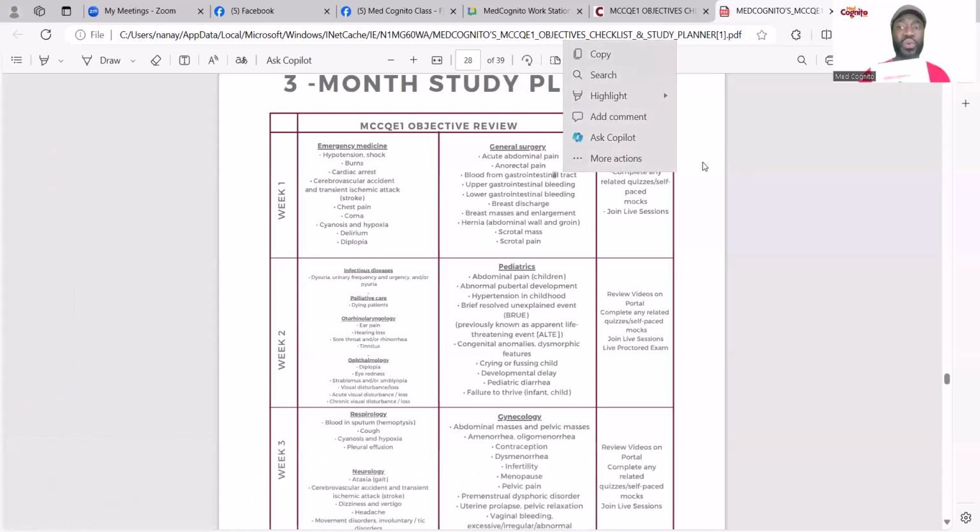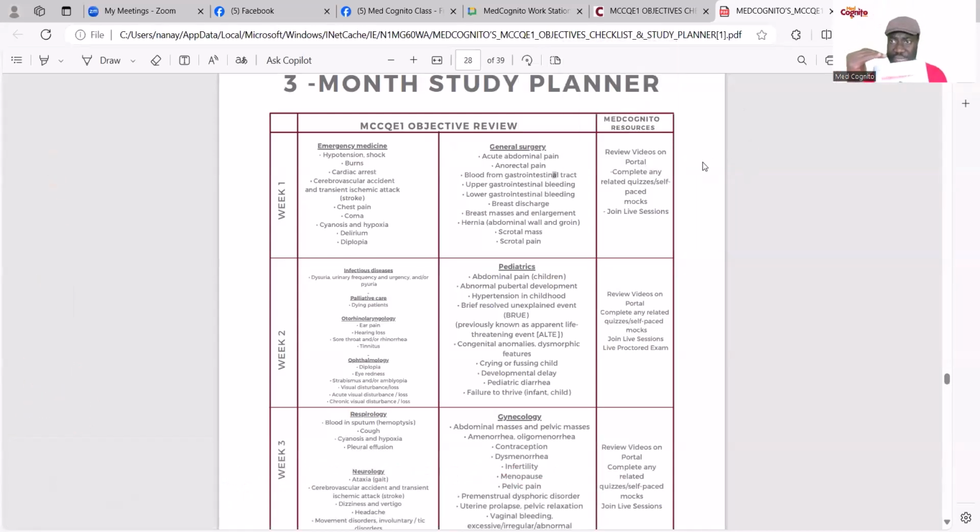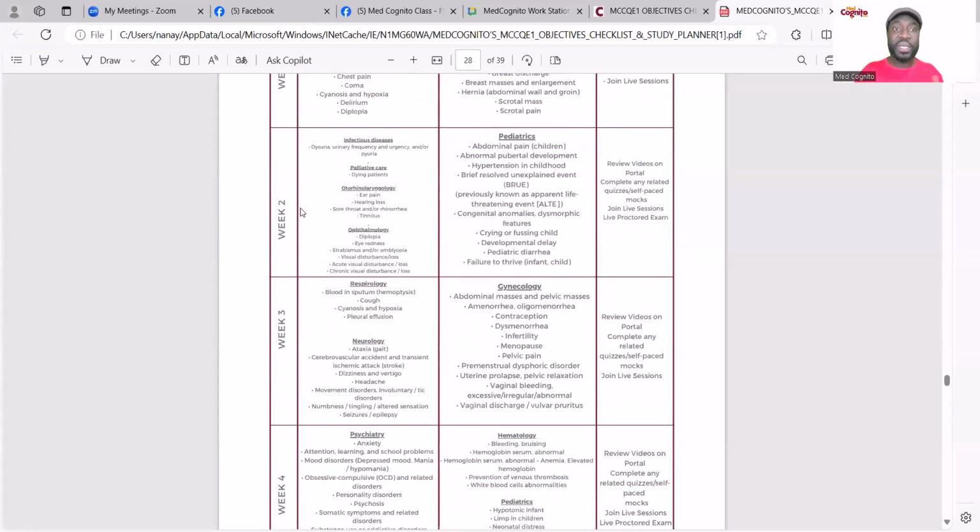Okay. So MedCognito, we've developed our own systematic resource where you review, like for example, in week 1, you review the videos on all these topics: hypotension, burns, cardiac arrest, cerebrovascular accident, chest pain, coma, and then you do related quizzes in your portal, and all those quizzes are in your portal, right? So there's a question bank in there. So MedCognito is the only program which offers a course like that, and also has a question bank which goes with it.